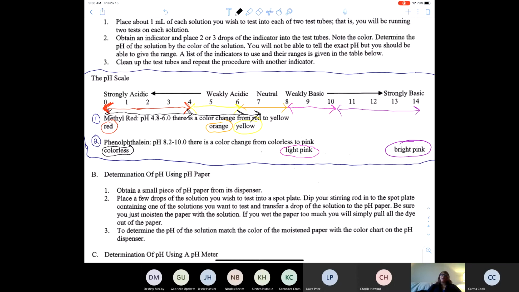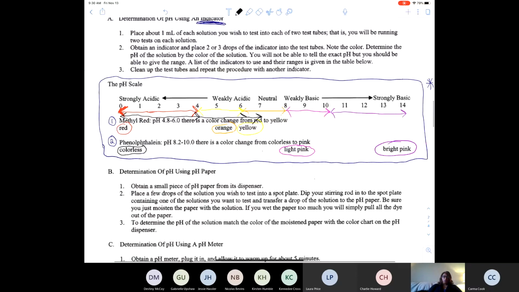If the solution started out colorless, you added phenolphthalein, it stayed colorless, then all you can say is that my solution is acidic. It's somewhere between 0 and 7. You can't get any more specific than that. But if the phenolphthalein turns the solution pink, that means it's slightly basic, between 8 and 10. Or if it turns a hot pink or a bright pink, it's strongly basic, between 10 and 14.